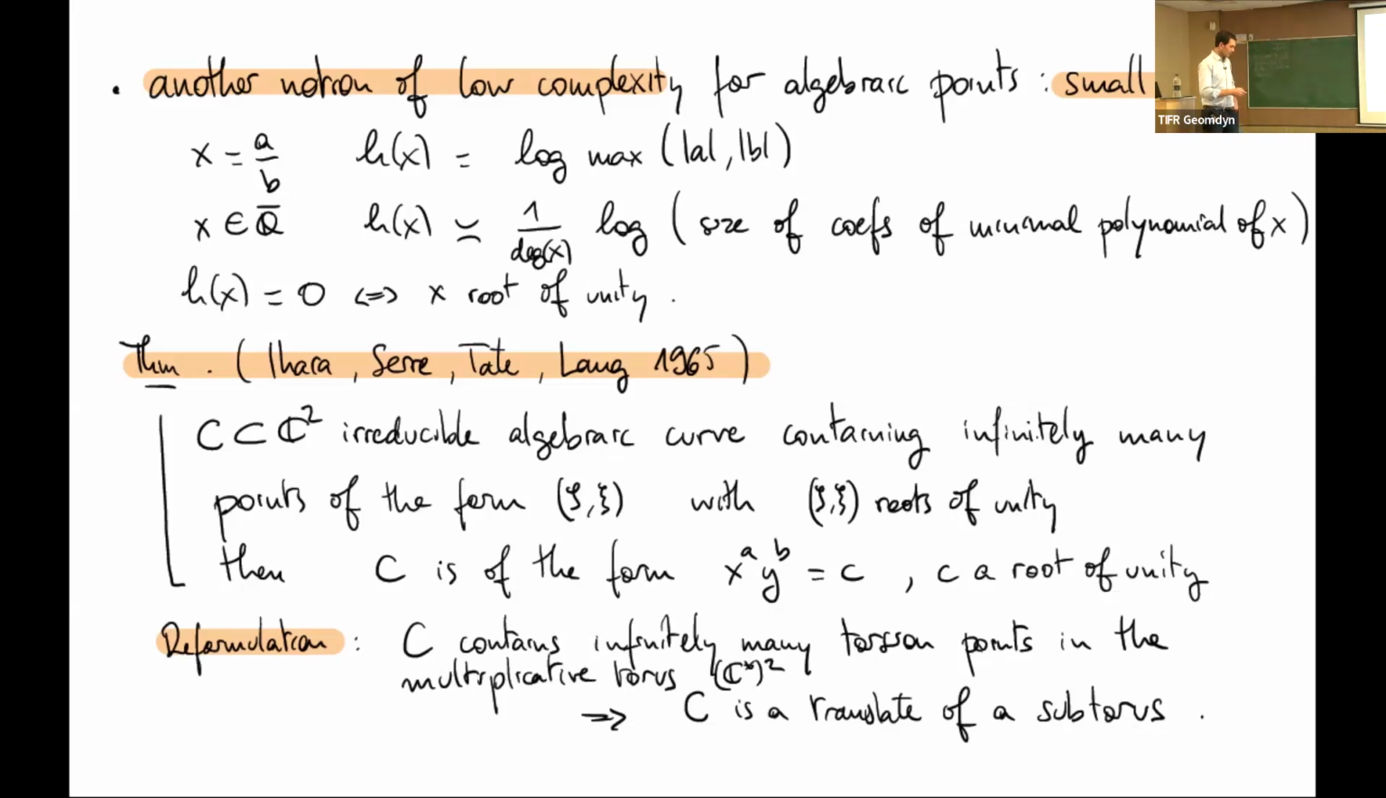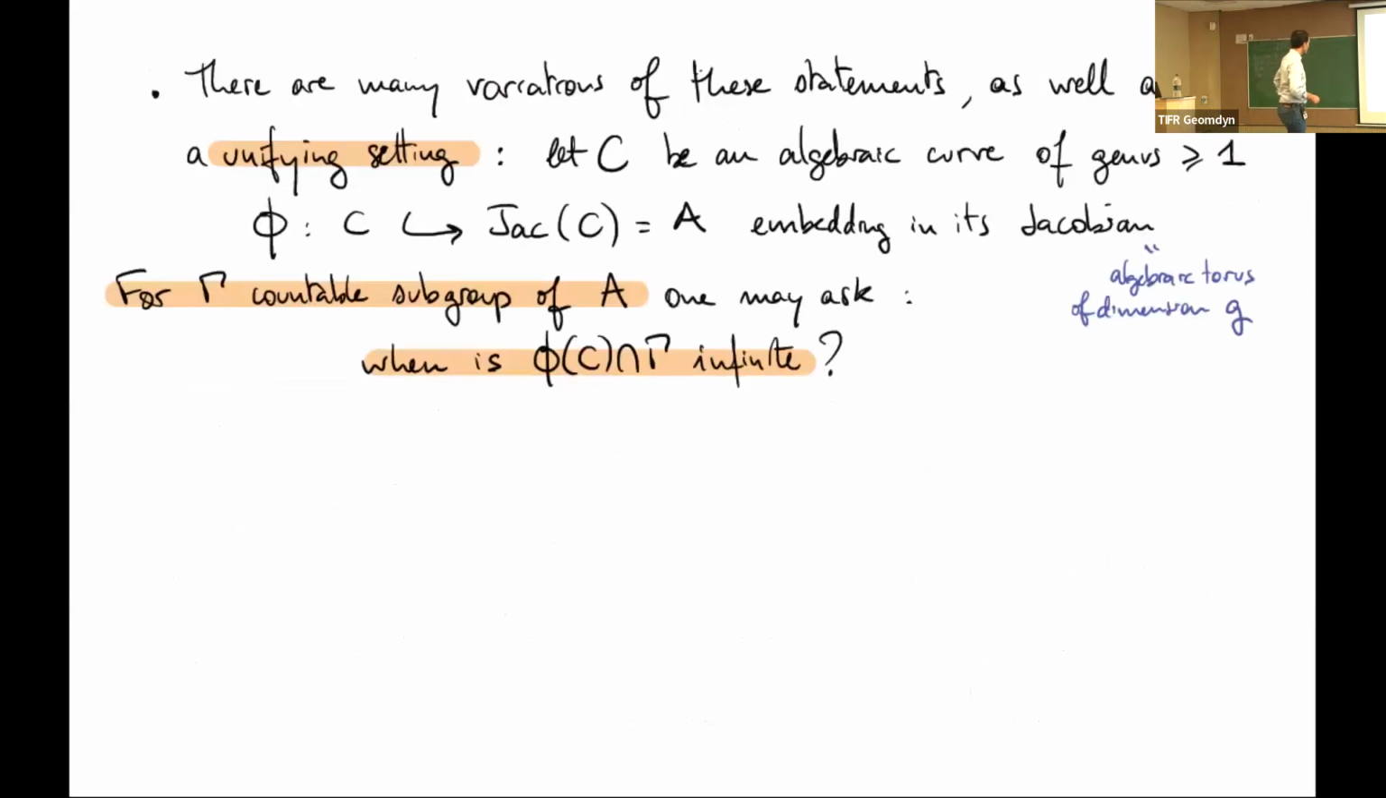And so you can formulate it like this. We have these torsion points in this group. And the statement is that if a curve contains infinitely many torsion points, then it is itself a translate of a torsion subvariety by some torsion point. There are many variations on this statement. It's a very important problem. You have many ways of generalizing it.